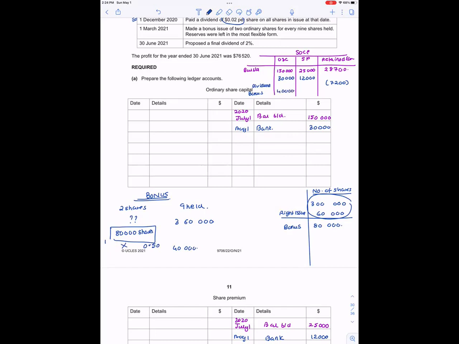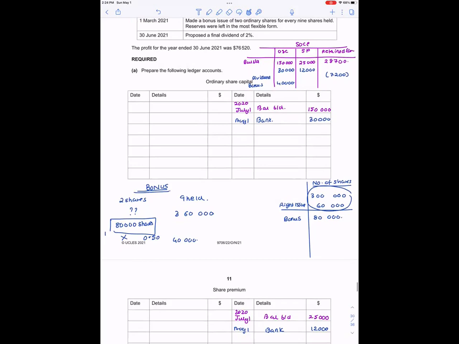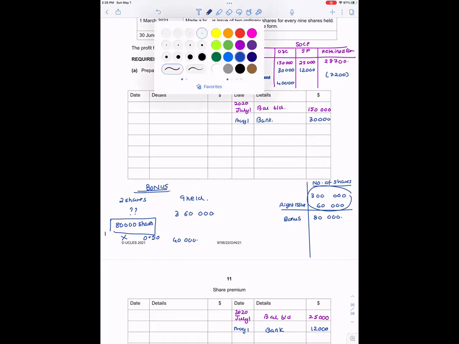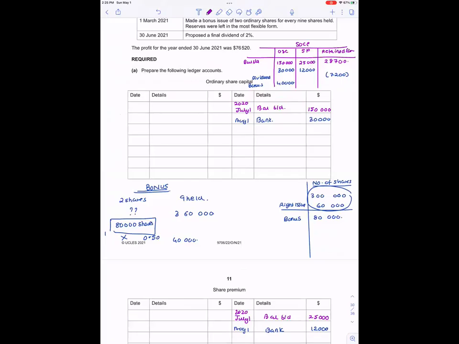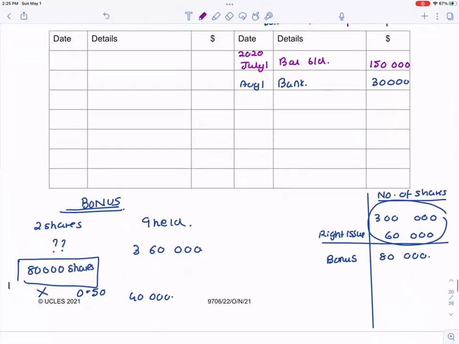Can someone give me the journal entry for bonus? Miss, so we always multiply bonus issue with the face value, right? Yes, because you're giving the shares free of cost to the existing shareholders. So capital is going to be credited by 40,000. Shares multiplied by face value. Do you all have any doubts that capital is going to be credited by 40,000?